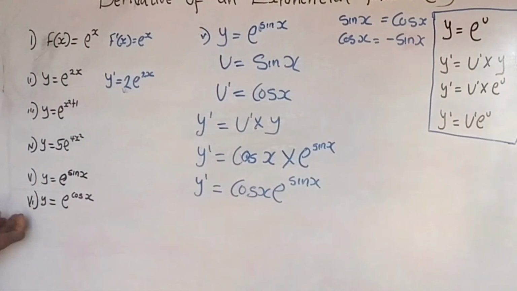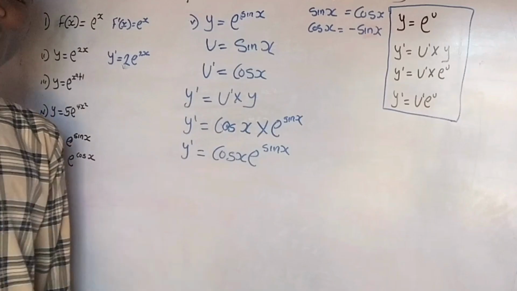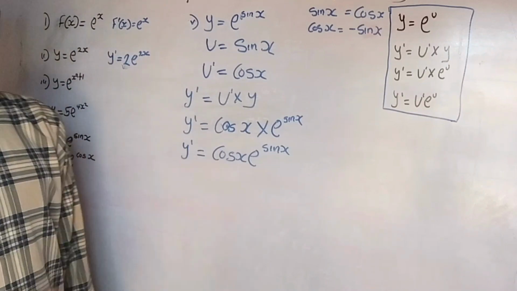Now let us proceed to the sixth question. We have y equals e raised to the power of cos x. The first thing to do is to set u to the power to which the Euler's constant is raised. Follow the same approach, get your answer, and drop the answers in the comment box. I'm going to check it and reply.